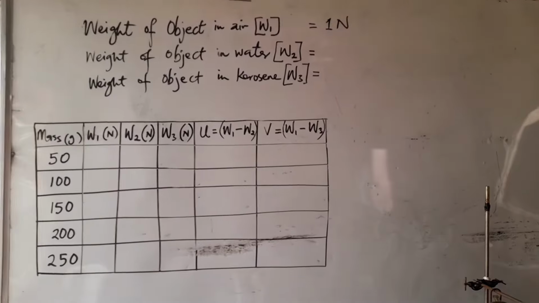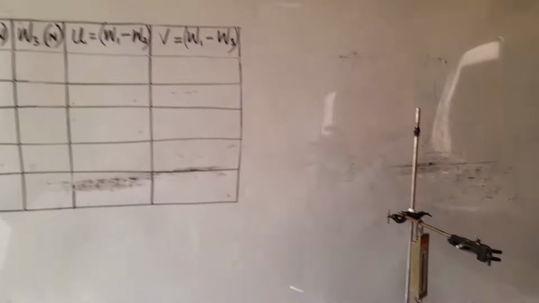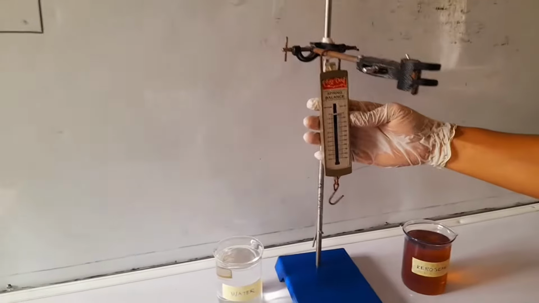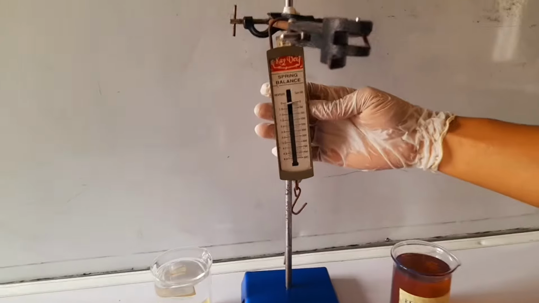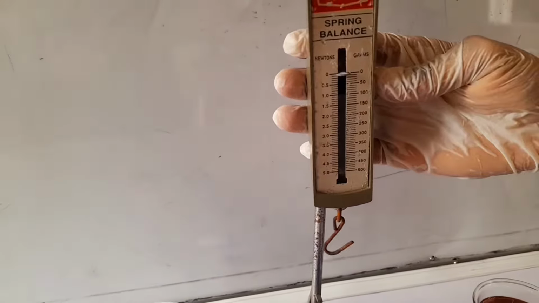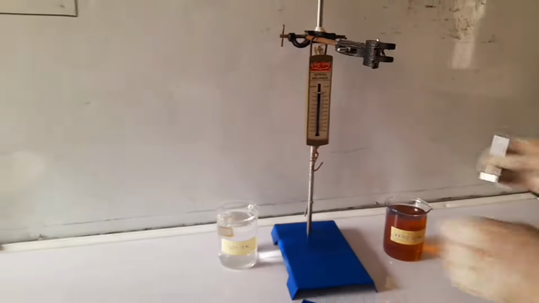So this is the buoyancy practical session as I promised. You can see the kerosene in a beaker, water in another beaker, and the spring balance is there. And you see it's calibrated to 0. One side is measured in Newton and the other in grams. We're going to focus on the side that is in Newton.